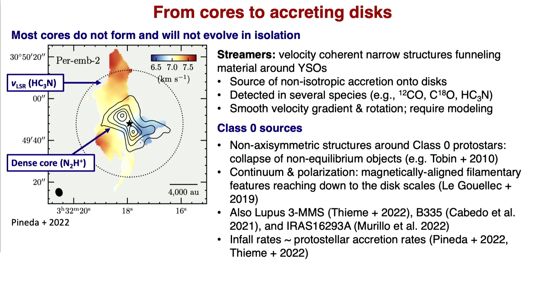There have recently been a number of observations of streamers, so these are velocity coherent narrow structures funneling material around YSOs. And again, this would be a source of non-isotropic accretion onto disks. So we have accretion onto cores, perhaps accretion onto disks. It's been detected in multiple species, and this requires modeling to confirm. In the sources that we've detected, we have very smooth velocity gradients and rotation, and they've been detected in a few different sources. And the infall rates of these streamers can be similar to the protostellar accretion rate. So it's a way of continually increasing the mass available to accrete onto the protostar.